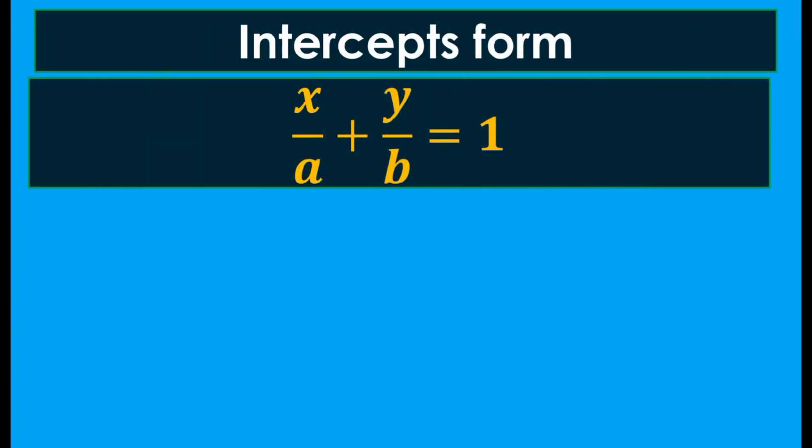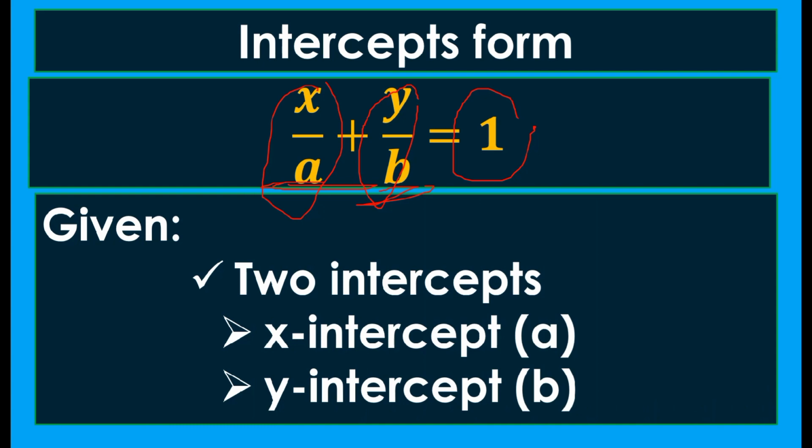Okay, let's have the intercept form. We have here x over a plus y over b is equal to 1. Your a here is the x-intercept and your b here is the y-intercept. So, the two intercepts are given. We have your x-intercept and your y-intercept. Ma'am, lagi bang 1 ito? Yes, it is always 1. Okay?